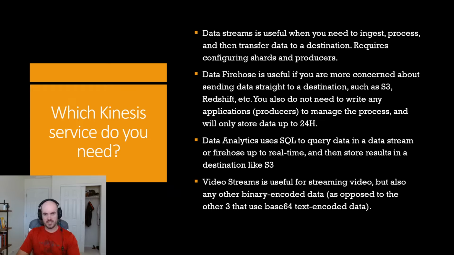Which Kinesis service do you actually need is the million dollar question, because there's a few of them. This is an important slide when we think about pure test preparation. The Data Streams service is useful when you need to ingest, process, and then transfer data to a destination. It requires configuring shards and producers. Data Firehose is useful if you are more concerned about sending data straight to a destination like S3, Redshift, or a data lake, so you're not trying to process it. You just want to send it straight to a destination.